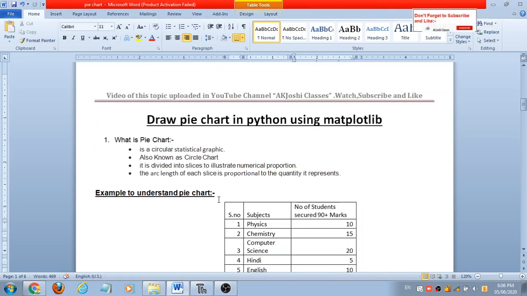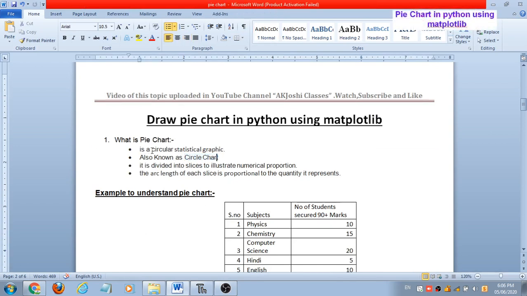Now what is a pie chart? A pie chart is also known as the circle chart, and it is a circular statistical graph. It is in the form of a circle. Basically the pie chart is divided into slices where each slice illustrates a numerical proportion, and the arc length of each slice is proportionate to the quantity it represents.